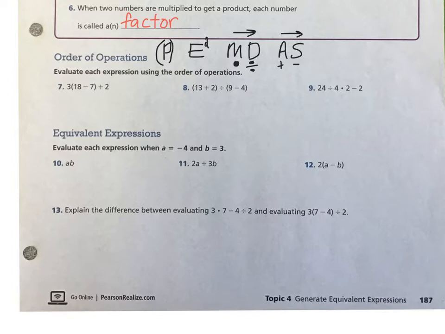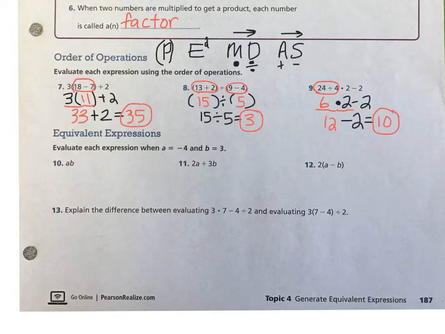Even though you have a calculator, you need to show your work so that you can see if you've made a mistake, where that mistake occurs. Go ahead and check 7, 8, and 9 before you move on to equivalent expressions in numbers 10, 11, and 12.